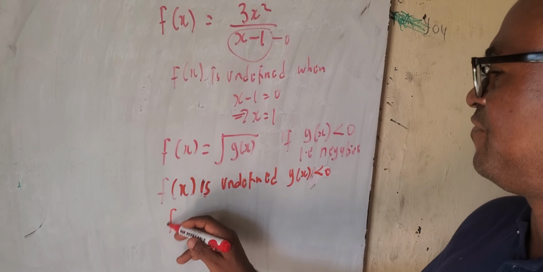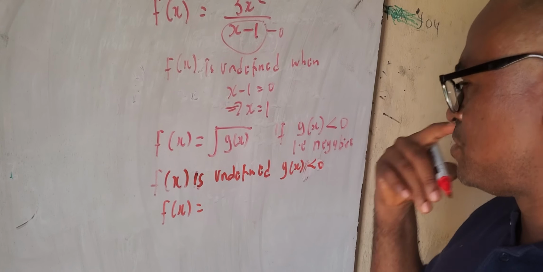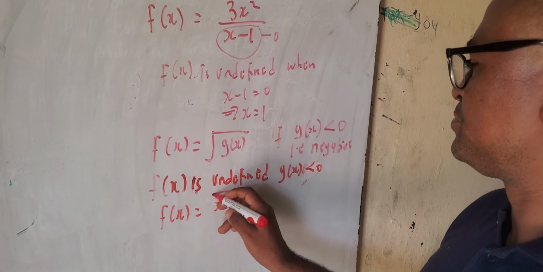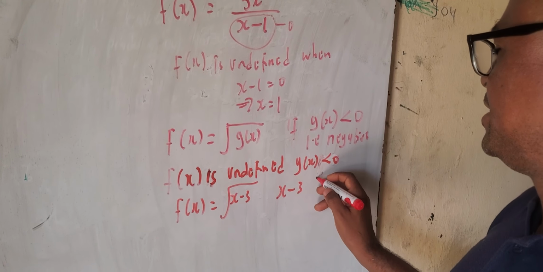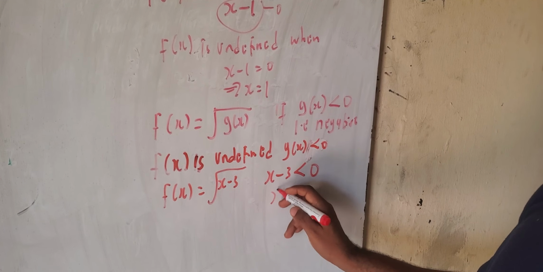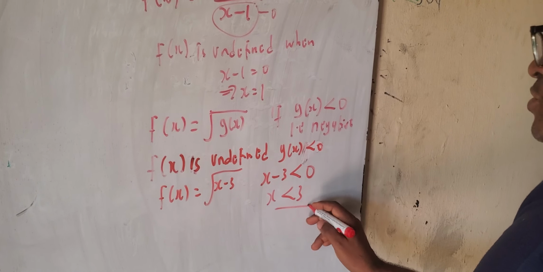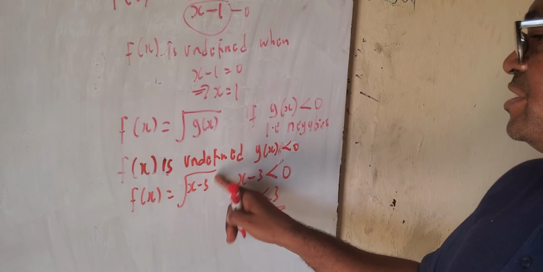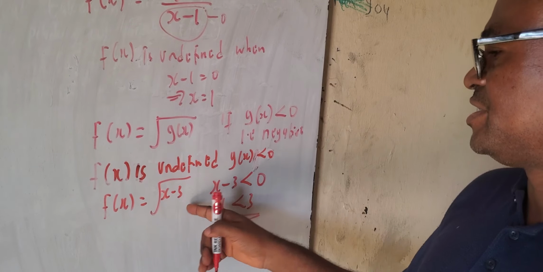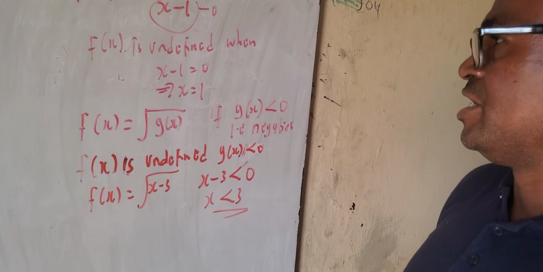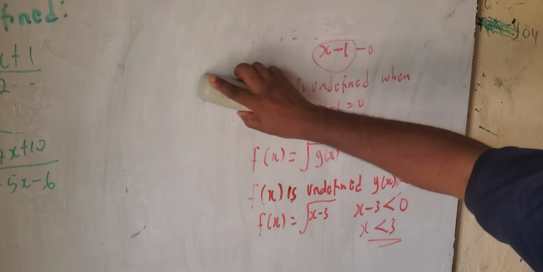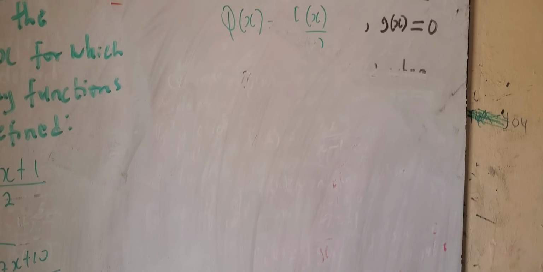Like for instance, when we have f of x is equal to the square root of x minus 3, where x minus 3 is less than 0. In that case now, this function becomes undefined when x is less than 3. So if you put 0 here, 0 minus 3 gives you minus 3, and square root of minus 3 is undefined. You are going to be having a complex number. This is the fundamental idea of what undefined is all about.